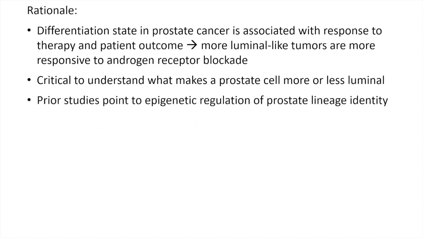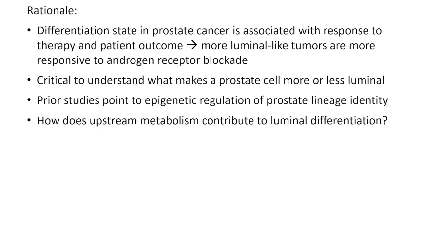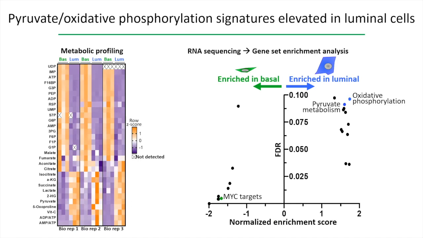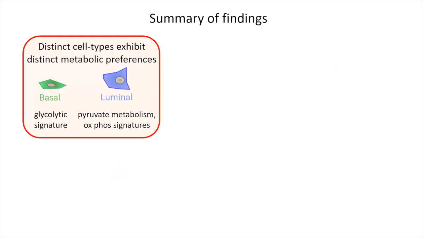Now, prior studies point to epigenetic regulation of prostate lineage identity. Epigenetics is, in many ways, governed by upstream metabolism. And so we wanted to understand if upstream metabolism might actually contribute to prostate luminal differentiation. We performed metabolic profiling and nutrient tracing in distinct prostate cell types. We found evidence of lineage-specific metabolic features in the prostate, including finding terms like pyruvate metabolism and oxidative phosphorylation enriched in the luminal cells. To summarize a lot of data that I'm not going to show here, we found that distinct cell types have distinct metabolic preferences in the prostate.